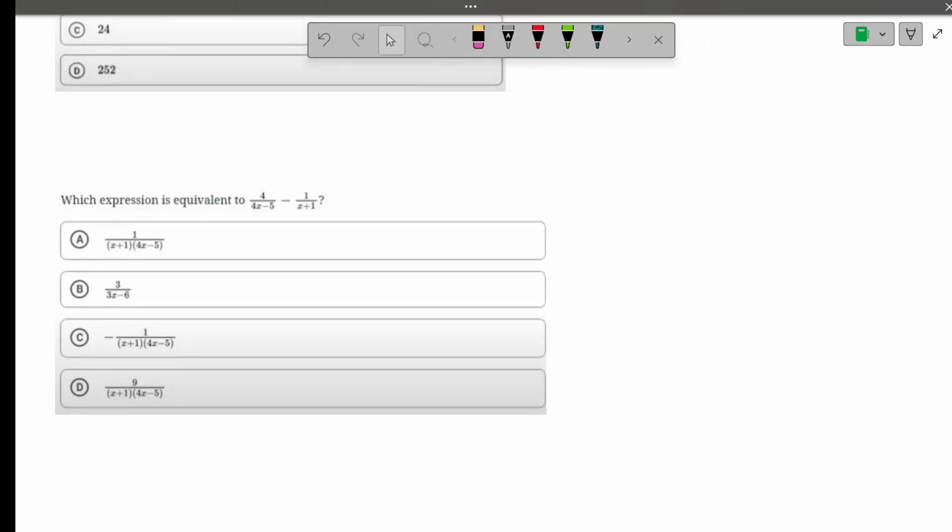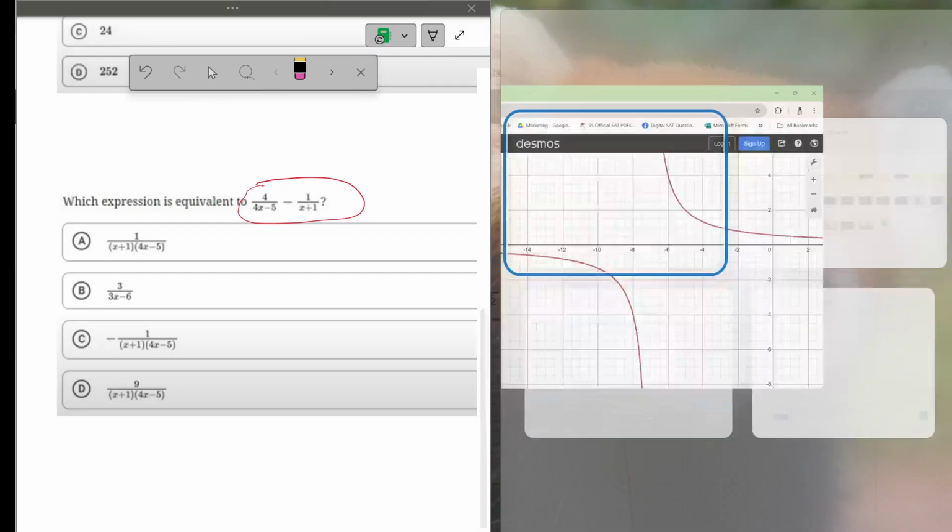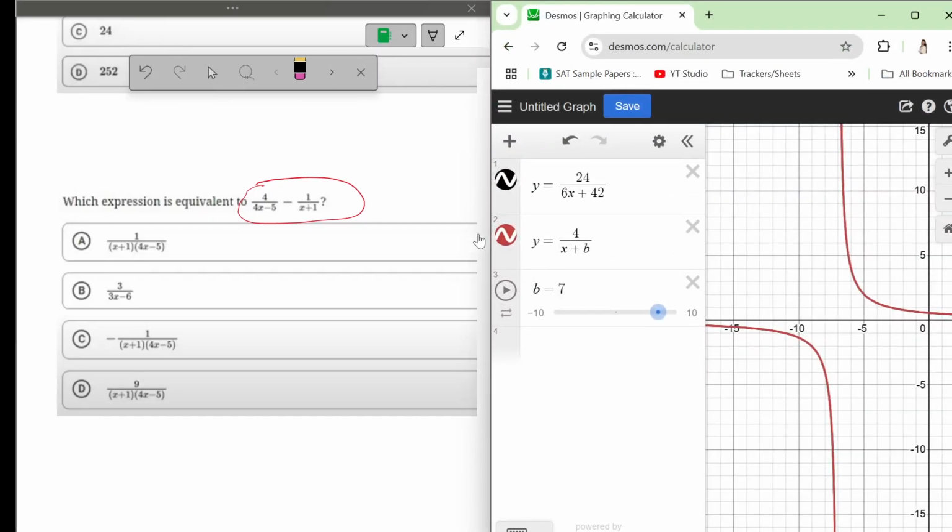Which expression is equivalent to this? Now let's first do it on DESMOS and then verify the answer manually. The only problem with doing it on DESMOS is you'll have to type all of this on DESMOS. That's the only problem. So let's do one thing. Let's have DESMOS and this side by side.